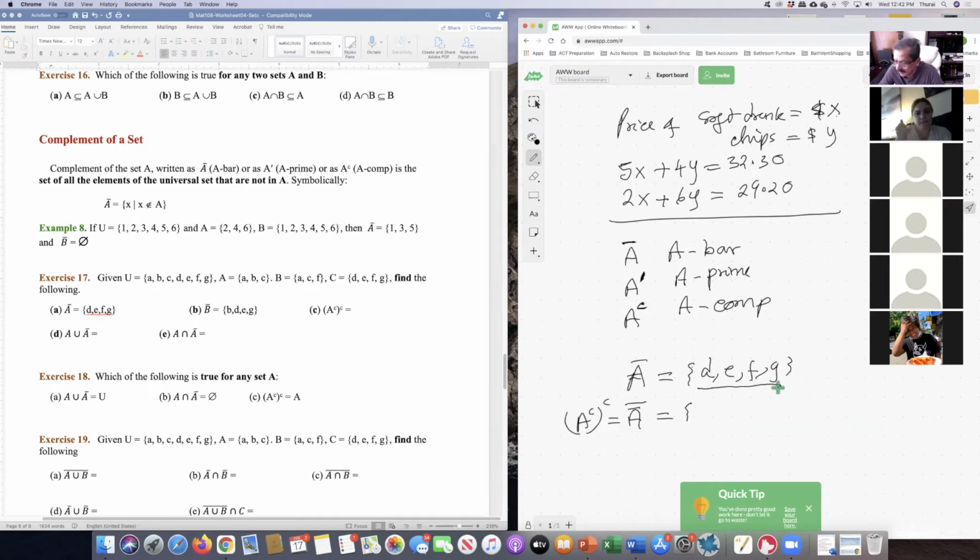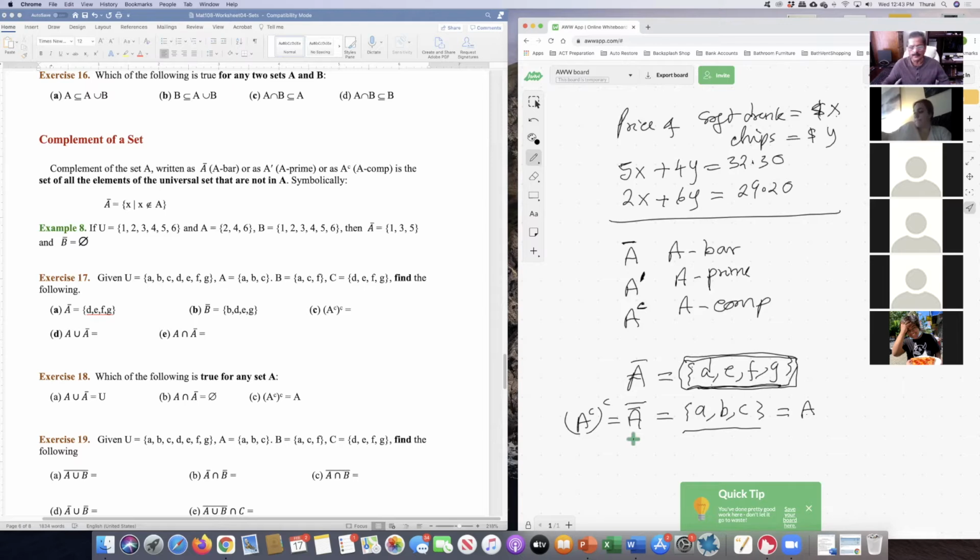A, B, C. Yes, someone said it. The elements of the universal set that are not in A bar are A, B, C. Now, the set containing A, B, C, isn't that A? Go back and look at A. That's A, isn't it? So basically what I'm showing you here is, if you take a complement and then take the complement of that, you will be back to A. So A complement complement is A. That's like the negative of negative 5 is 5.